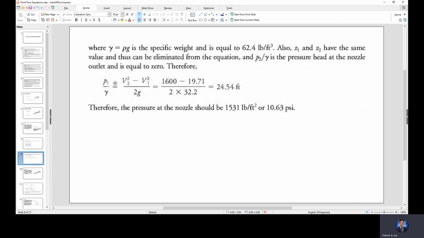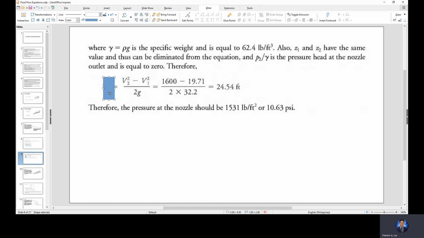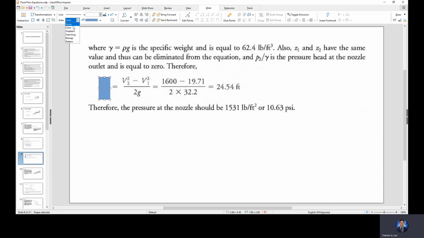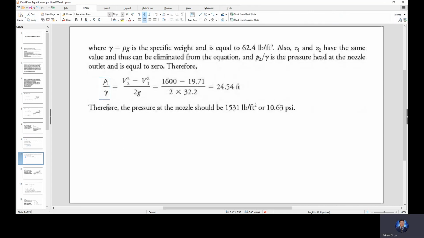P1, okay, maybe you'll get confused. P1 is the pressure, and P1 over gamma is the pressure head. This is actually the pressure head, that entire thing, P1 over gamma. Again, P1 is the pressure, P1 over gamma is the pressure head.